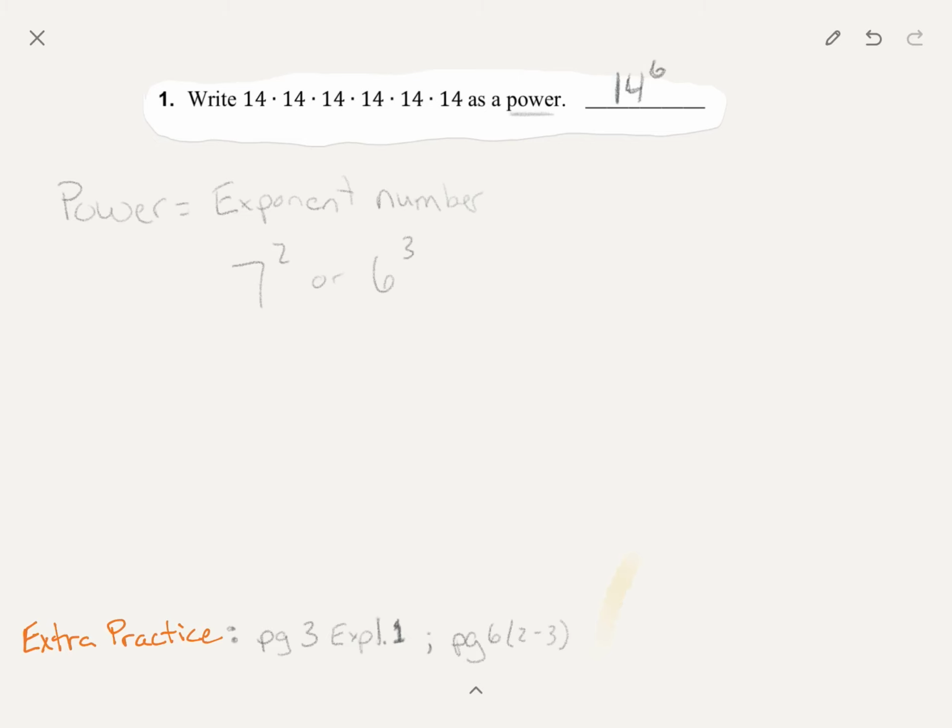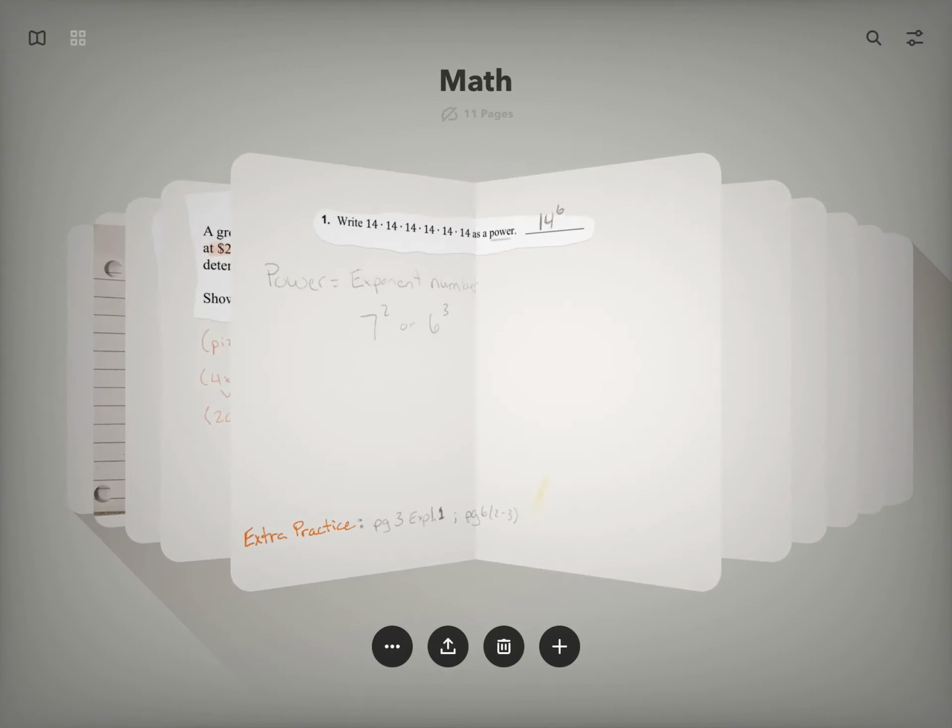Okay, so to get some extra practice, if you still need a little bit of understanding, go to page 3, exploration number 1, and also you could go to page 6, problems 2 through 3, and this would be found in your student journal. All right, let's move on to the next problem.